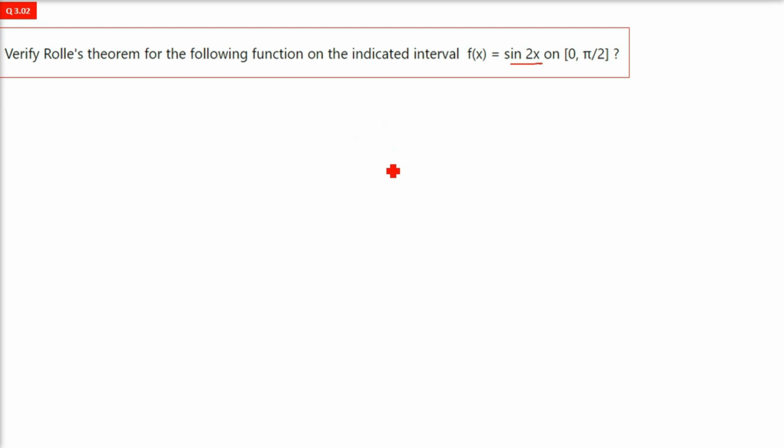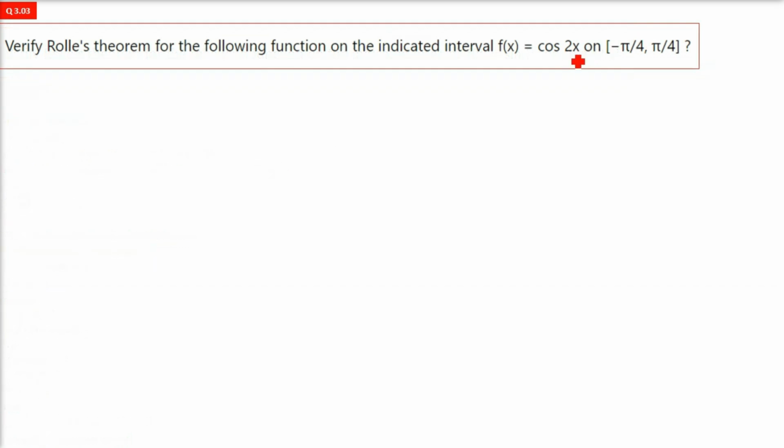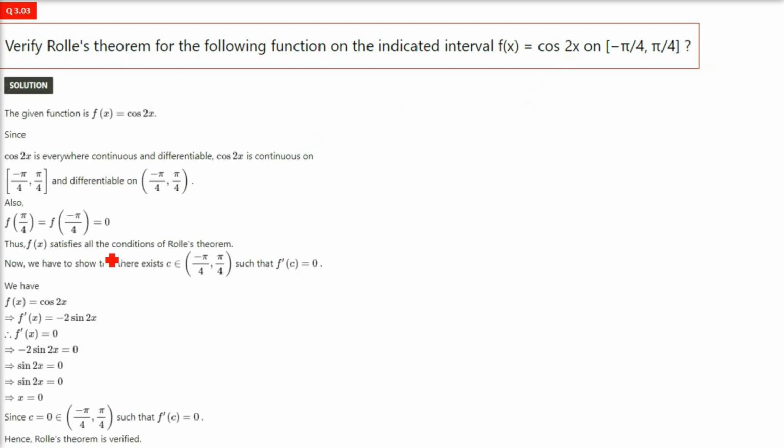So I hope this is quite easy for you now. If you understand the previous one, the same logic and the same discussion apply. Again, cos 2x has to be checked between negative pi by 4 and pi by 4. I'm confident that you are able to understand and do this question by yourself. This is a reference for you. If you are stuck anywhere, you can refer to this solution.